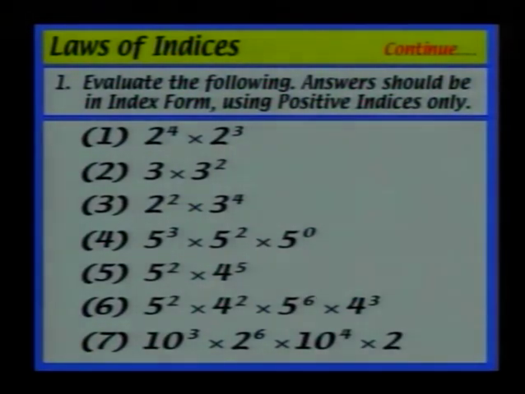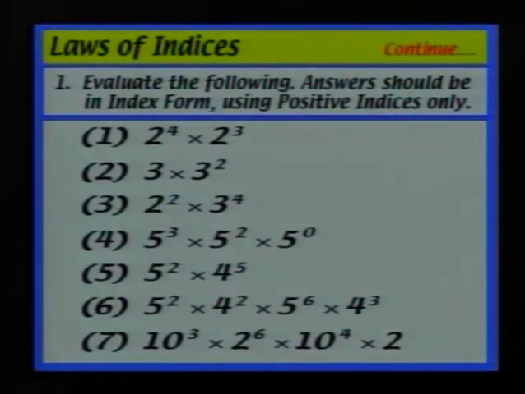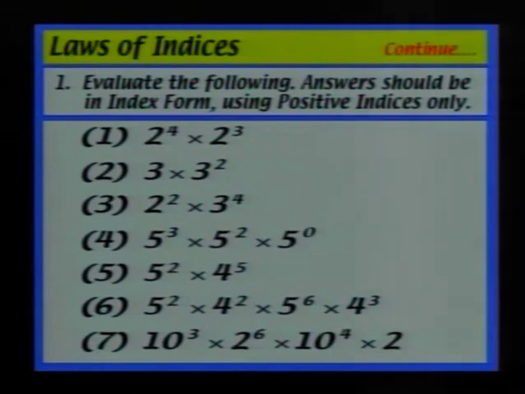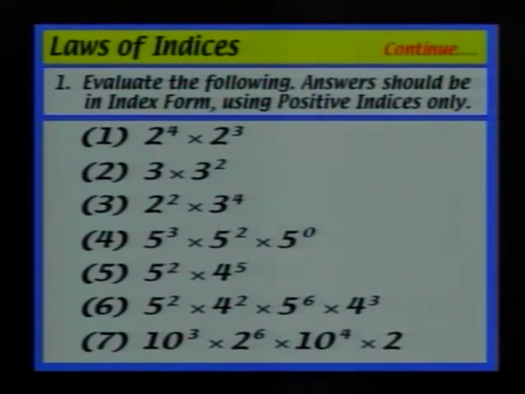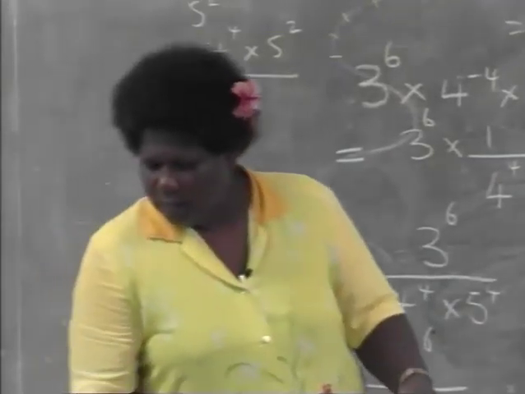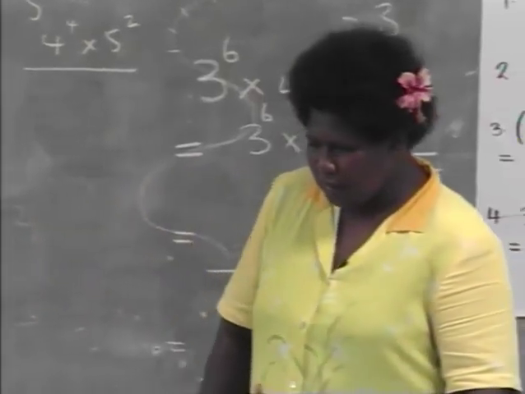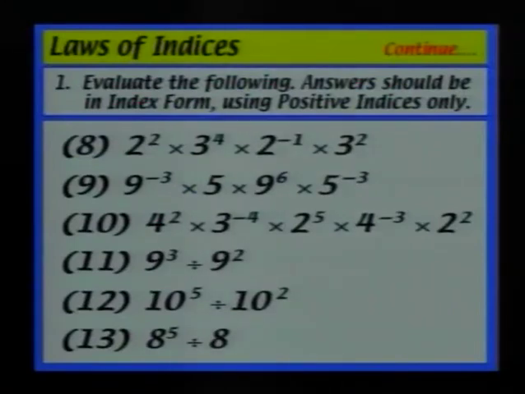6, 5 to the power of 8 times 4 to the power of 5. 7, 10 to the power of 7 times 2 to the power of 7. You can also say 20 to the power of 7. Okay, next 6 questions. See if you can work quickly.